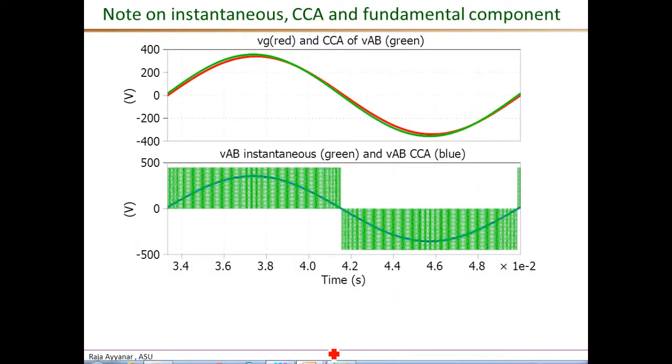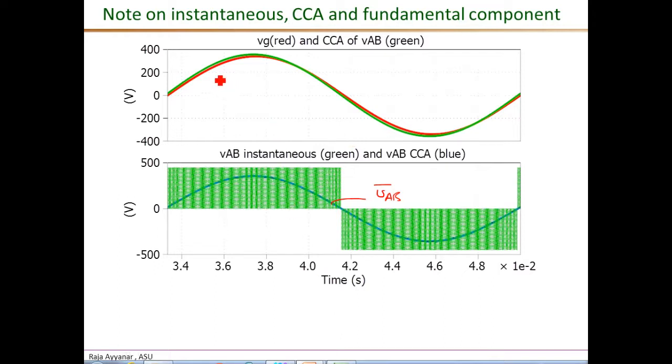Okay, and finally I also want to emphasize again the instantaneous quantities versus the cycle by cycle average and the fundamental component that is used in the phasor analysis. So as an example, this green waveform is the instantaneous VAB, that is switching from 450 volts to 0, and here it is switching between 0 and minus 450, the DC link voltage. And if I do the cycle by cycle average, then I get this blue waveform here, and that will be VAB, the cycle by cycle average quantity.